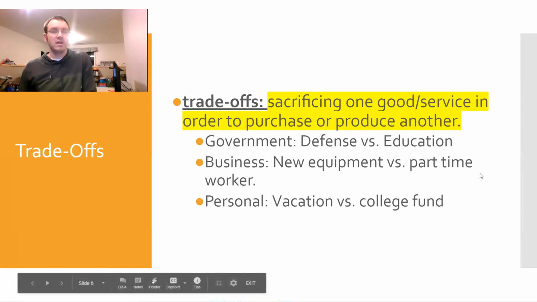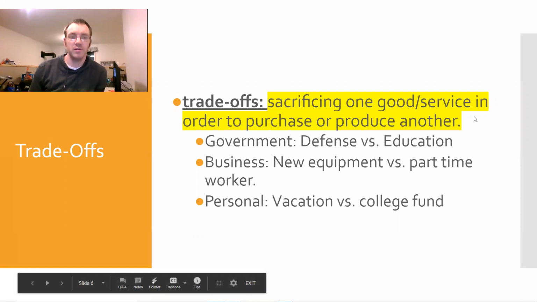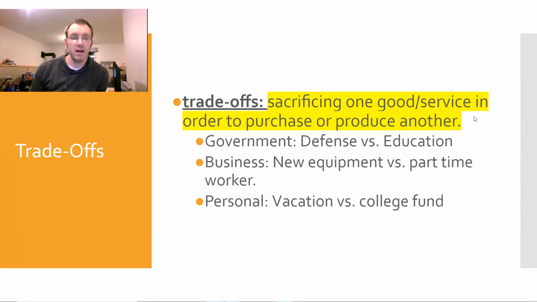A business has a trade-off. Do they buy a machine that's going to produce something pretty well, or do they hire a part-time worker? Might not be able to have both. Personal trade-offs, we see it all the time. Do you go on a vacation or do you save that for a college fund for your kid?